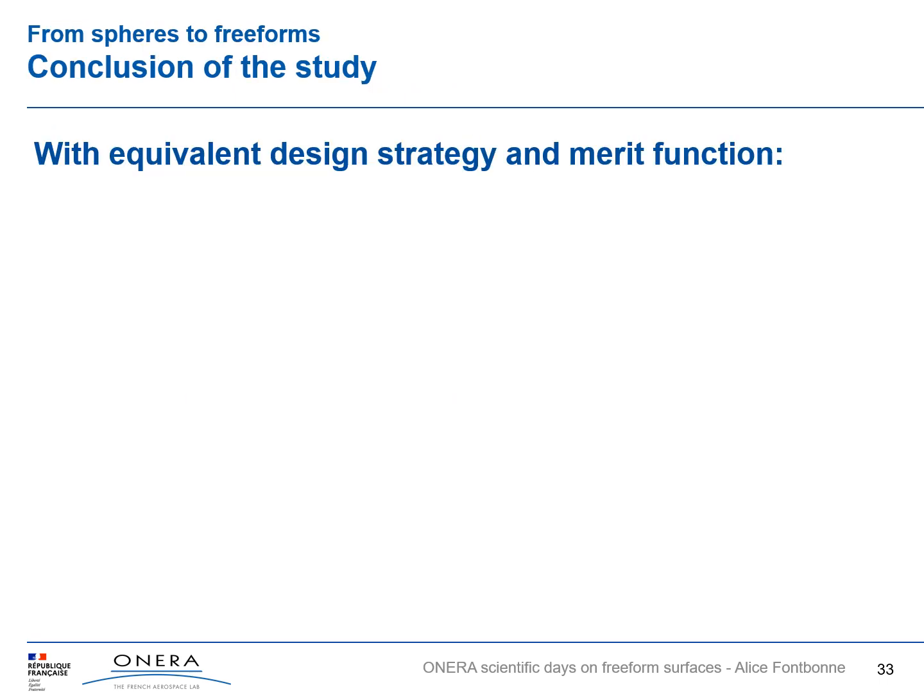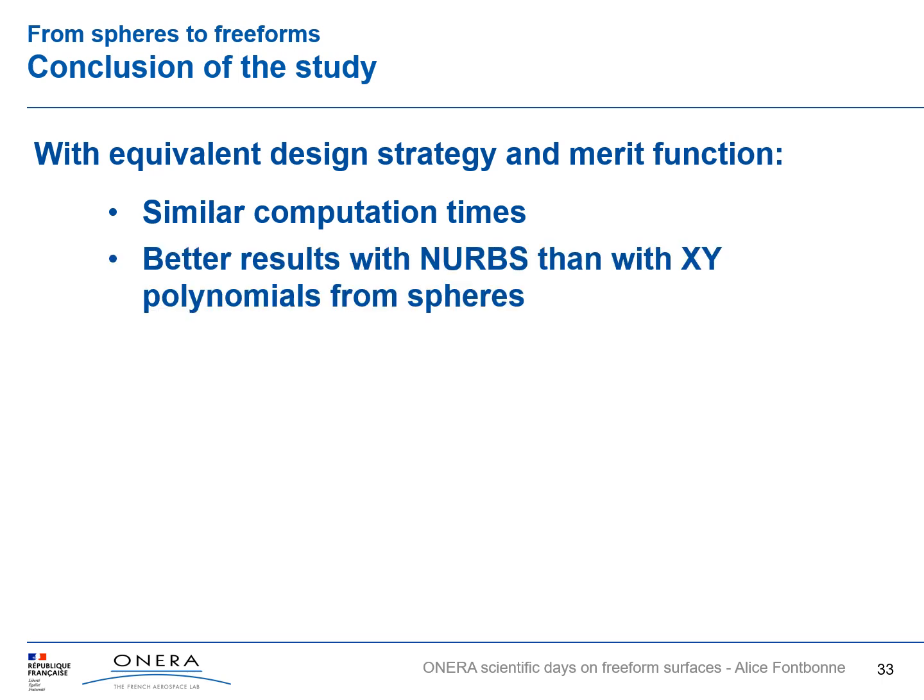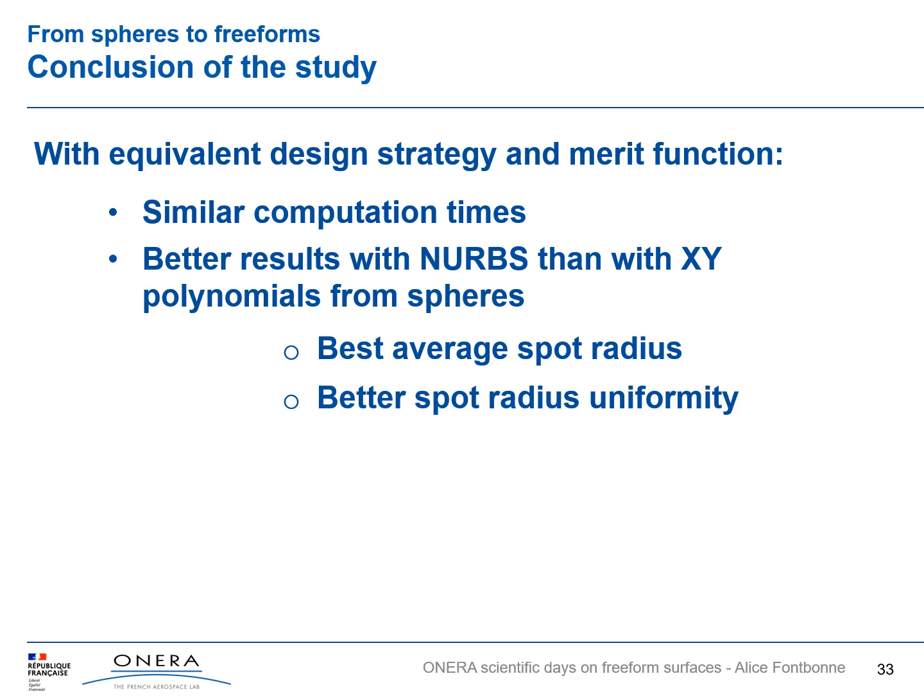Okay, so to conclude this part of the presentation about the conversion from spheres, the optimization from spheres to freeform, with equivalent design strategy and merit function, we have similar computation times with Formidable and with XY polynomial of order 5 and 7. But we also have better results with NURBS than with XY polynomials from spheres, because we have the best average spot radius and better spot radius uniformity. That means that no compromise between the center and the edge of the field of view has to be made.